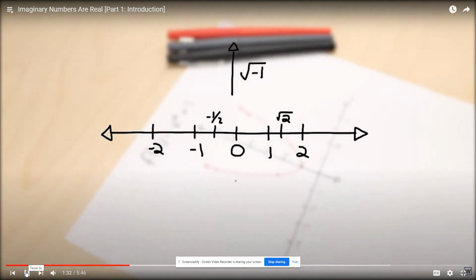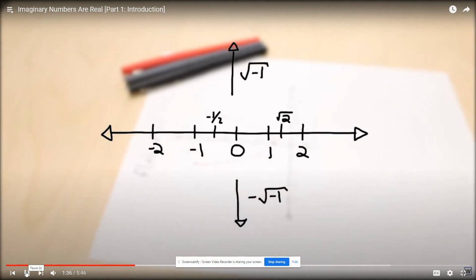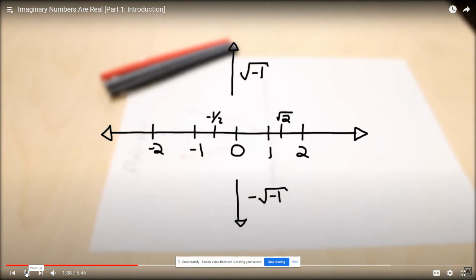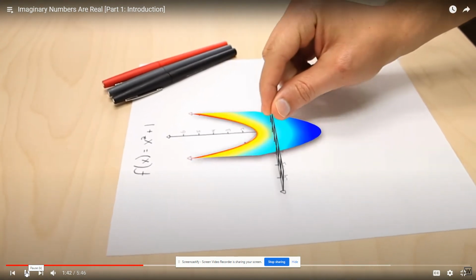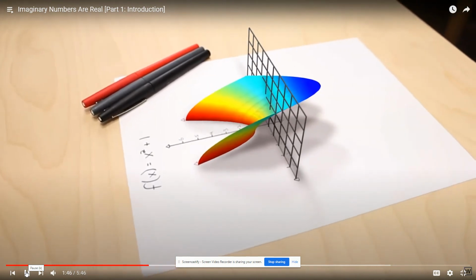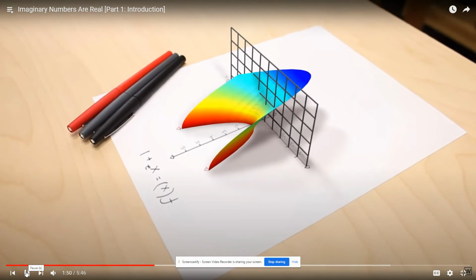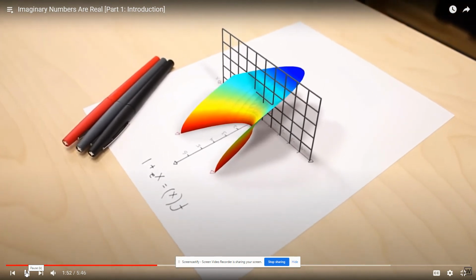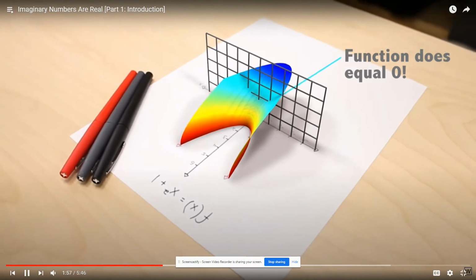Algebraically, this new dimension has everything to do with a problem that was considered impossible for over 2,000 years, the square root of negative 1. When we include this missing dimension in our analysis, our parabola gets way more interesting. Now that our input numbers are in their full two-dimensional form, we can see how our function x squared plus 1 really behaves. Our function does cross the x-axis. We were just looking in the wrong dimension.